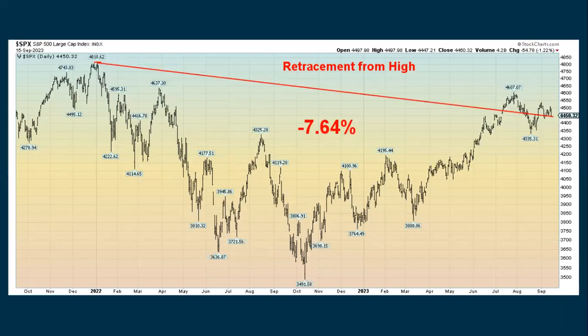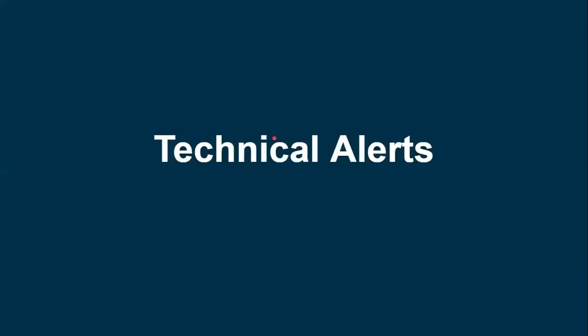Keeping an eye on where are we in relation to the all-time high. Where we closed on Friday is over on the right-hand side. Over closer to the left is the all-time high. We're down 7.64% from the all-time high.